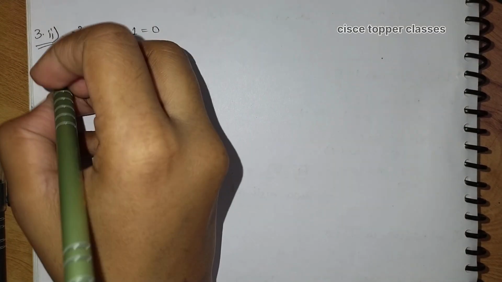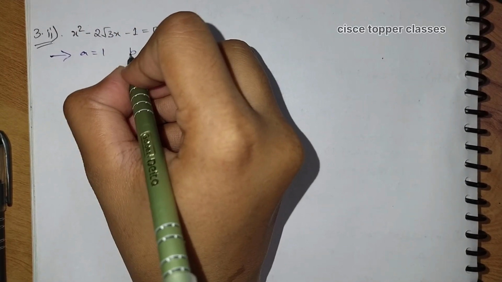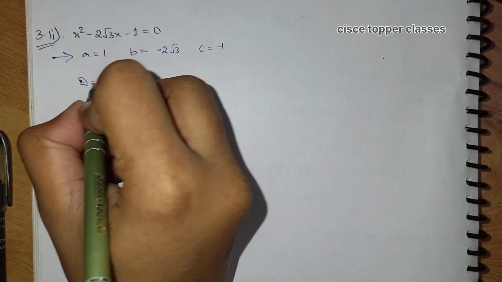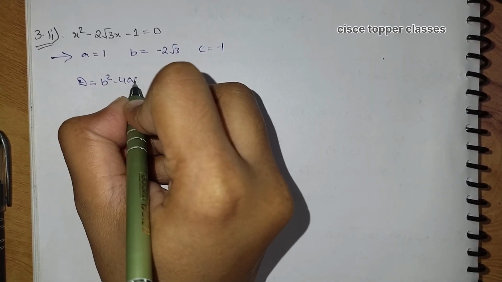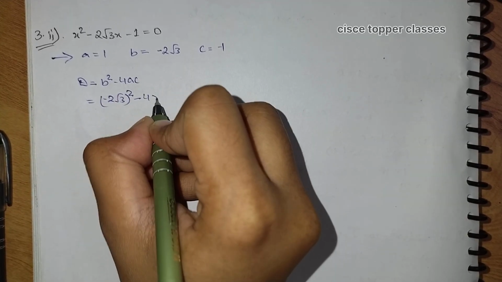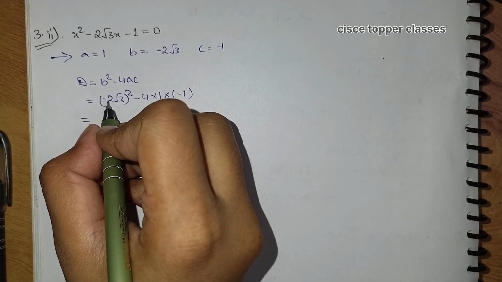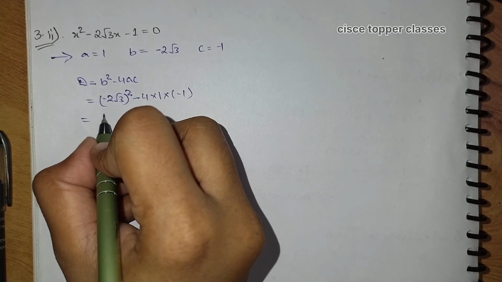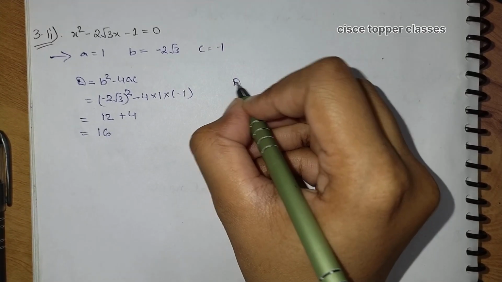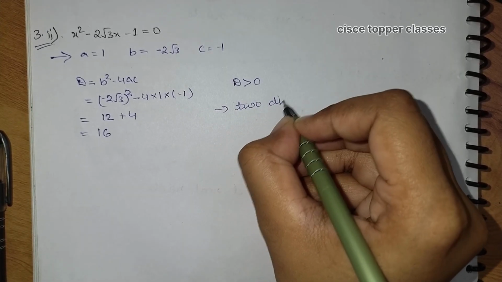Let's solve question number 3, second part. If we solve this part here, the values given to us are a as 1, b as −2√3, c as −1. So the discriminant will be b² − 4ac. b² will become (−2√3)² − 4 × 1 × (−1) here. On taking the square, it will become 4 × 3, that will be 12, plus 4. So this will be 16. Means the discriminant value is greater than 0, and we are getting two distinct real roots here also.